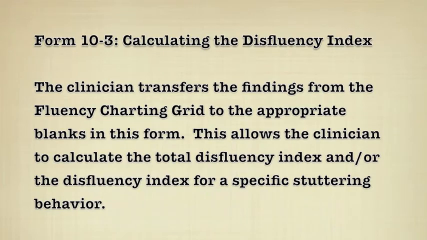Form 10.3, Calculating the Disfluency Index. The clinician transfers the findings from the fluency charting grid to the appropriate blanks in this form. This allows the clinician to calculate the total disfluency index and/or the disfluency index for a specific stuttering behavior.